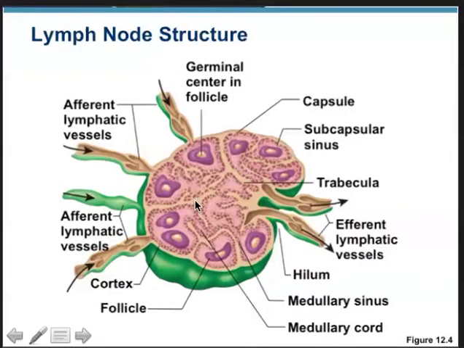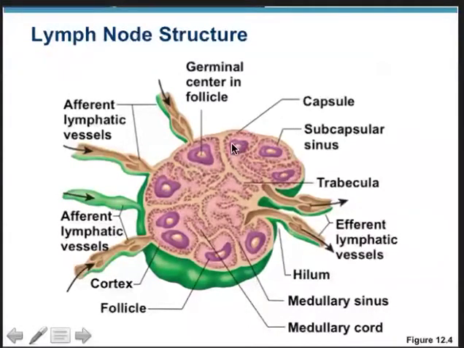And so if there's a pathogen that gets inside, the macrophage will eat it, chop it into little bits, and display it to the lymphocytes that primarily populate these other portions in the cortex, which contain a large population of lymphocytes. These are what are called germinal centers, which are constantly generating new lymphocytes on a daily basis.